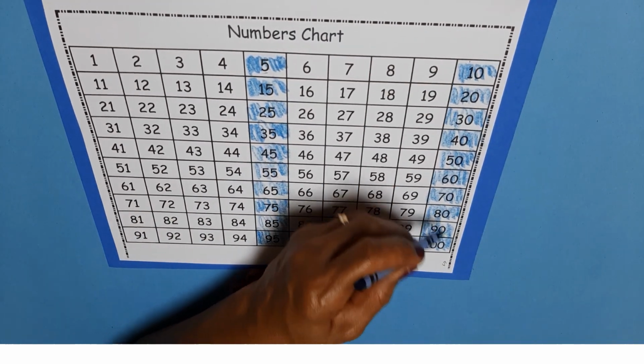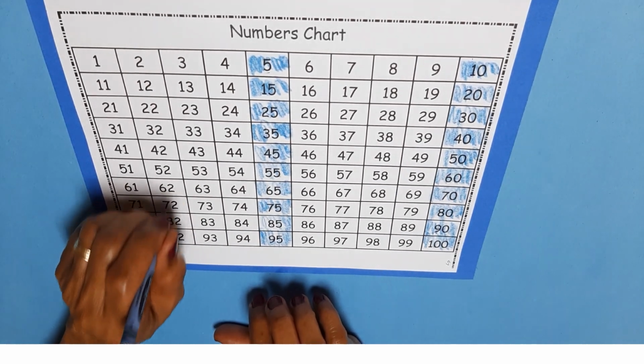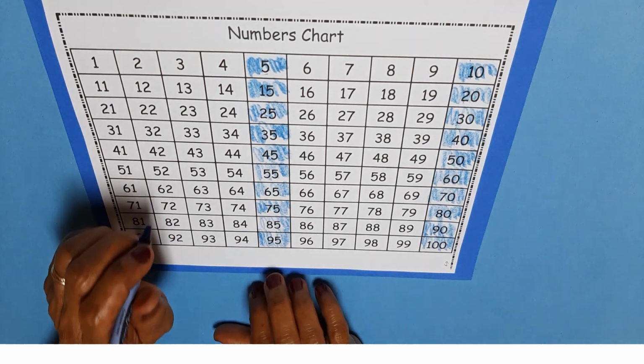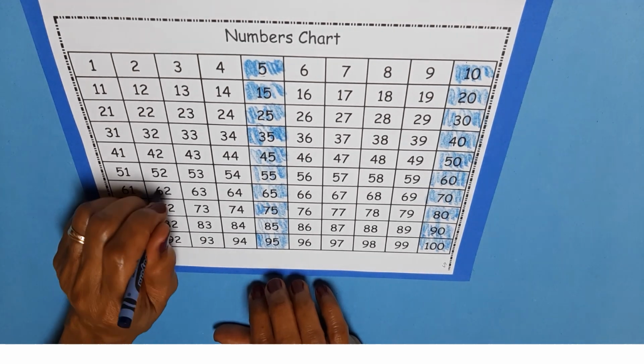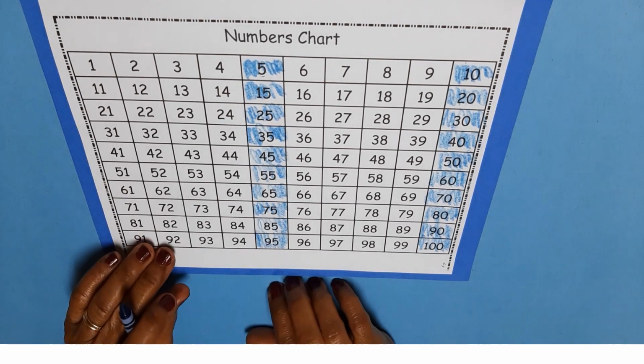So let's say it together now. 5, 10, 15, 20, 25, 30, 35, 40, 45, 50, 55, 60, 65, 70, 75, 80, 85, 90, 95, 100. Good job.